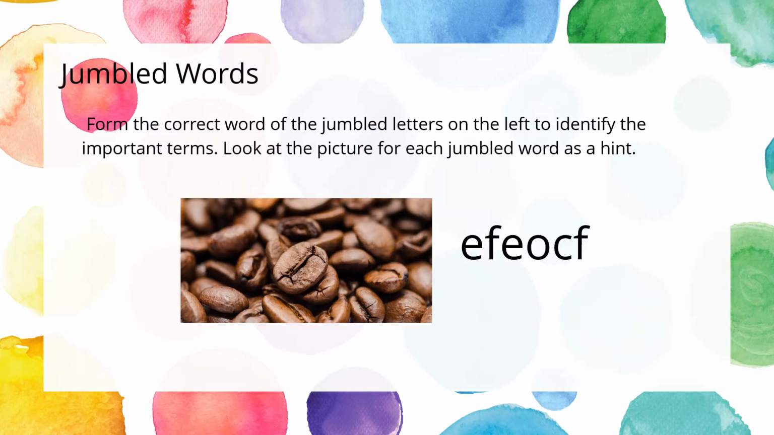Let's jumble the words. Form the correct word from the jumbled letters on the left to identify the important terms. Look at the picture for each jumbled word as a hint.